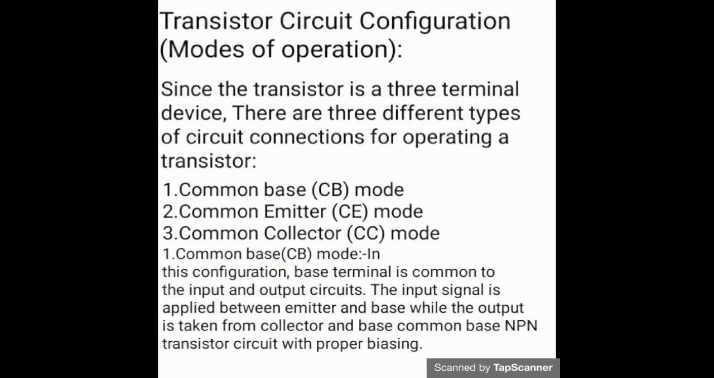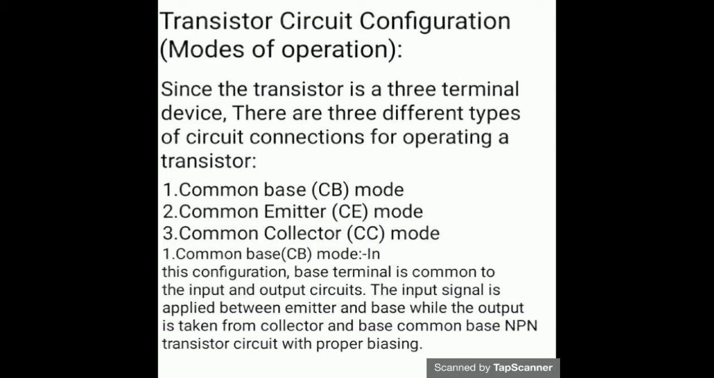Next, transistor circuit configuration. Modes of operation. Since the transistor is a three-terminal device, there are three types of circuit connection for operating a transistor. First, common base mode. Second, common emitter mode. Third, common collector mode. First, common base mode. In this configuration, the base terminal is common to the input and output circuit. The input signal is applied between emitter and base, while the output is taken from collector and base.